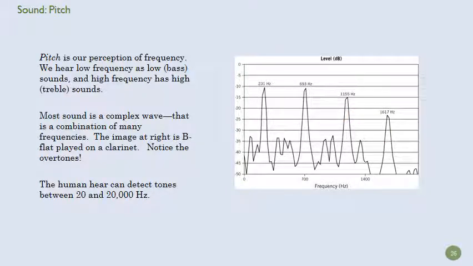And these variations and the little things going on in between here, this is what makes things sound like what they sound like. And Joe's voice sounds like Joe's voice, and Sue's voice sounds like Sue's voice, and a clarinet sounds like a clarinet and not a trumpet. The human ear can detect tones in a huge range of frequency, from 20 hertz all the way up to about 20,000 hertz.